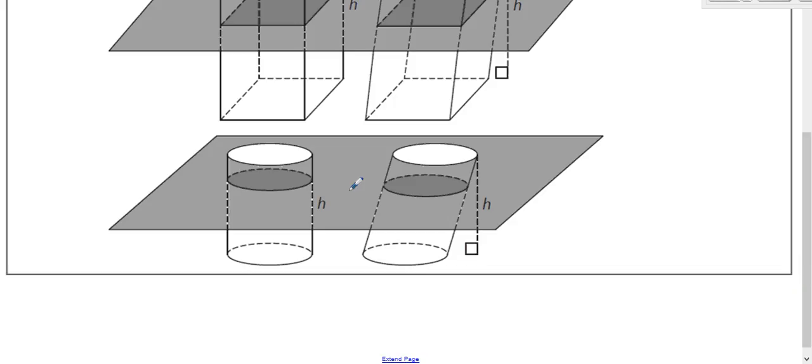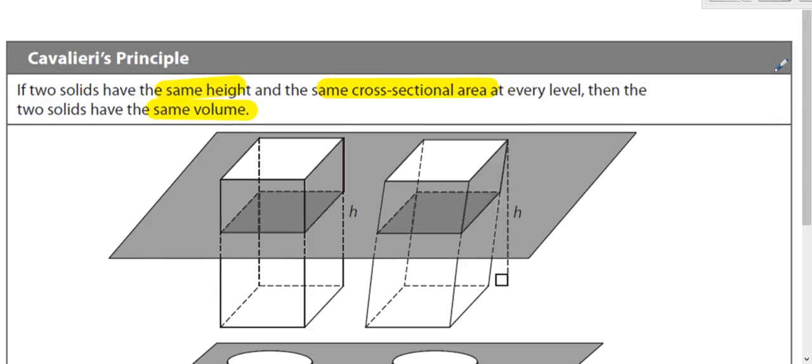Here's a good example going back to the quarters that I was talking about. If you stack up 10 quarters so that it's a right cylinder, it'll look like that. If you slightly askew them so that it's tilted a little bit, it still has the same volume because all those cross sections are the same. Still the same number of quarters, still the same height. So it will have the same volume. So same volume if it has the same height and the same cross-sectional area.